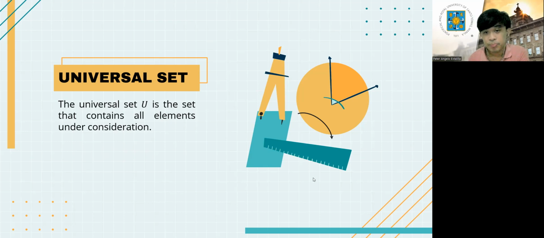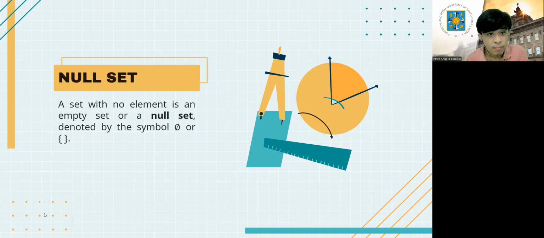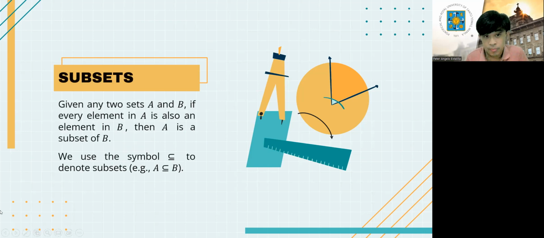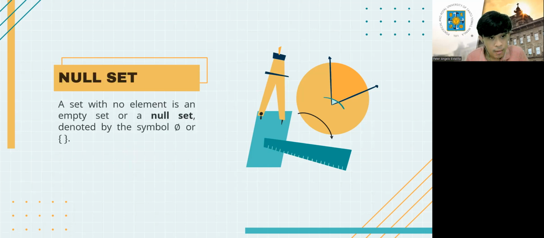Next term, we have the null set or the empty set. So pag sinabi natin empty or null, from the word itself, empty, ibig sabihin, walang element yung isang set. Alright, walang element yung isang set, and it is denoted by this symbol. Ayan. So it's denoted by this symbol or this.